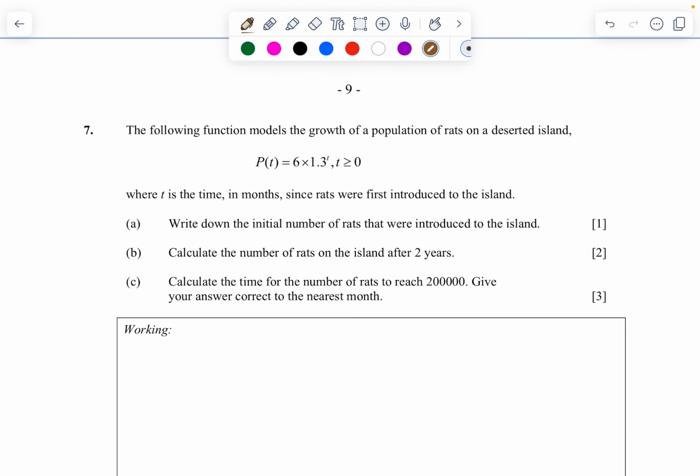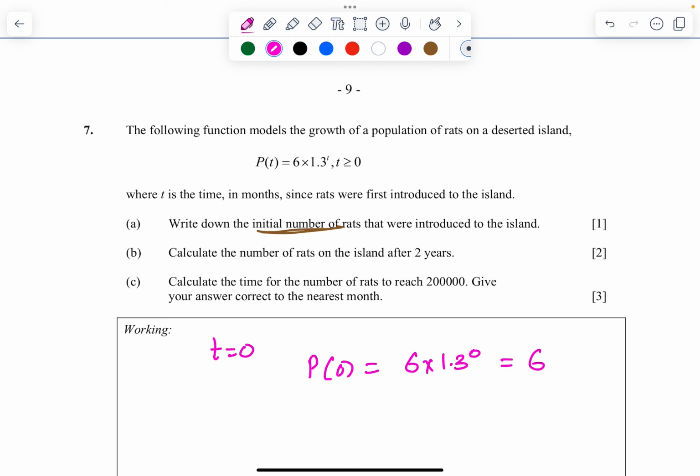Question number 7. The following function models P of t. Write down the initial number of rats when it is introduced. Whenever I say initial number of rats, time is equal to 0. So P of 0 should be equal to 6 times 1.3 whole to the power of 0, which is 6.